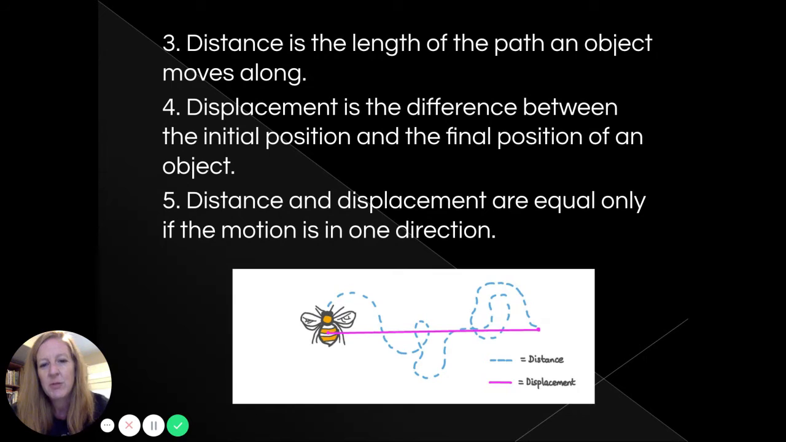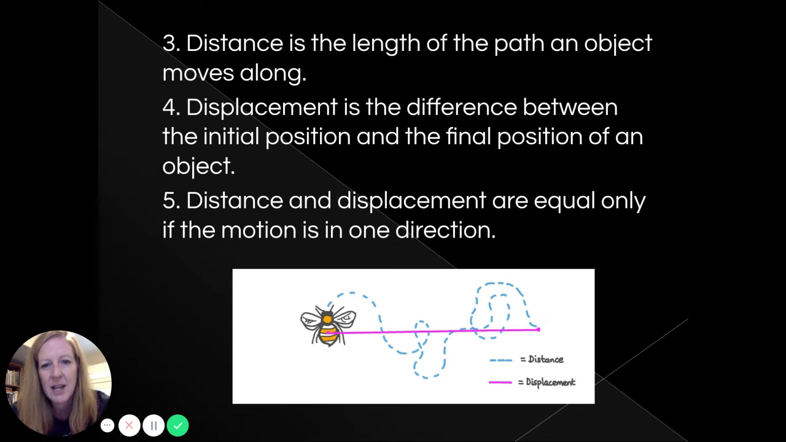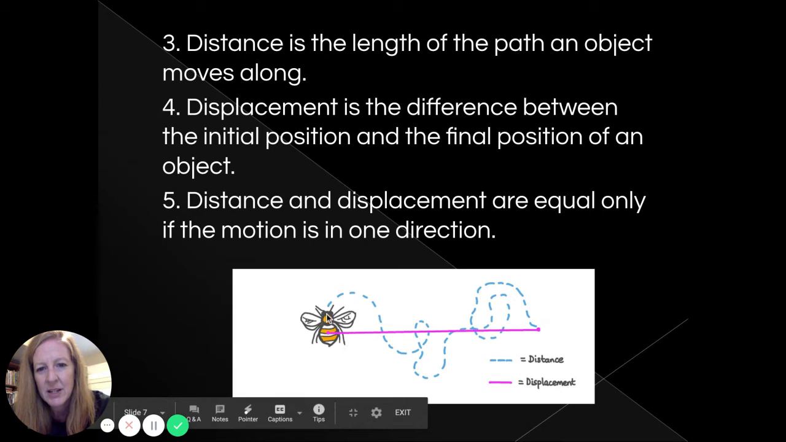The time when the distance and displacement would be the same number would be if this bee had only traveled in one direction. If he had gone directly to the right, then his distance and displacement would be exactly the same. But because he went a little up, a little down, a little around, he went a bunch of different directions, his distance and displacement are not equal.